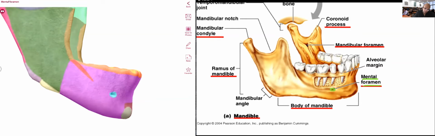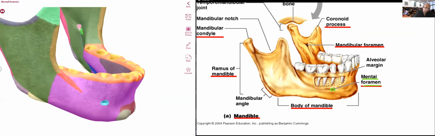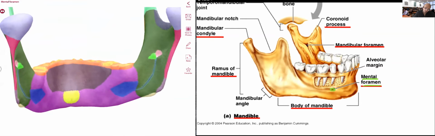We have another foramen, but this time it's on the inside of the ramus. Looking on here, it's on the inside of the ramus. We call this foramen my mandibular foramen.